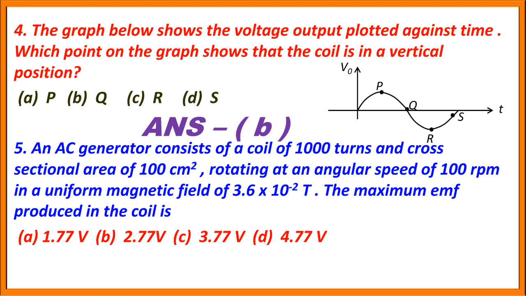Question 5. An AC generator consists of a coil of 1000 turns and cross-sectional area of 100 cm square, rotating at an angular speed of 100 rpm in a uniform magnetic field of 3.6 into 10 to the power minus 2 Tesla. The maximum EMF produced in the coil is option C, 3.77 volt. Maximum EMF is NBA omega.